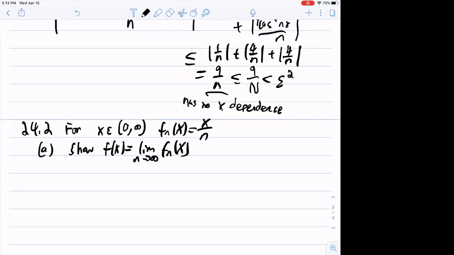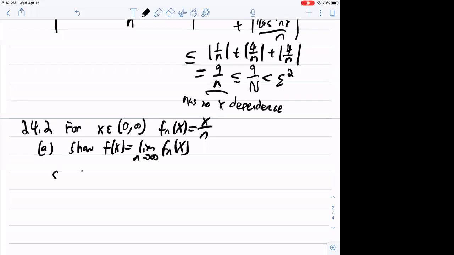If x is 1, this should converge. When x is 2, it should converge. When x is 3, it should converge. And it certainly does. For each x in 0 to infinity, it converges to 0. No matter what number you choose, like x is 5, 5 over n converges to 0. I'll let you show pointwise convergence. So let epsilon be bigger than 0. Let x be in 0 to infinity. I just need to show it converges at every point.